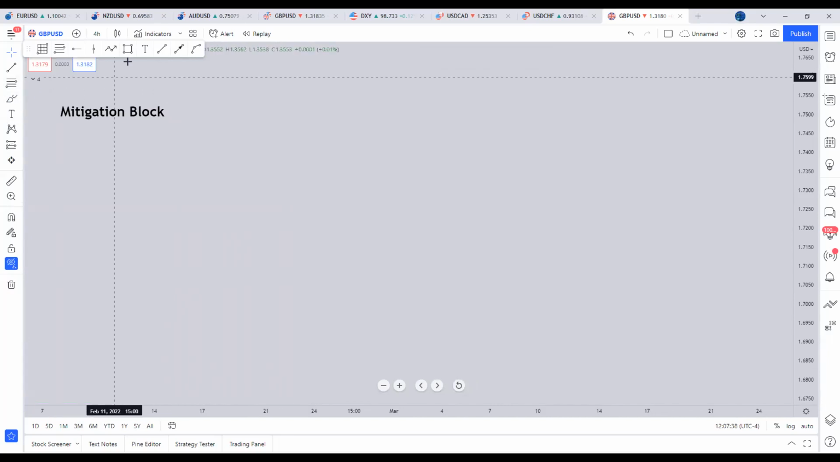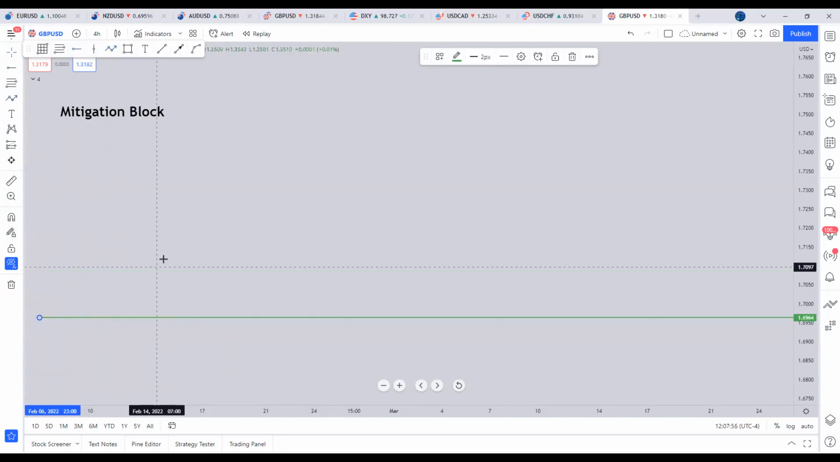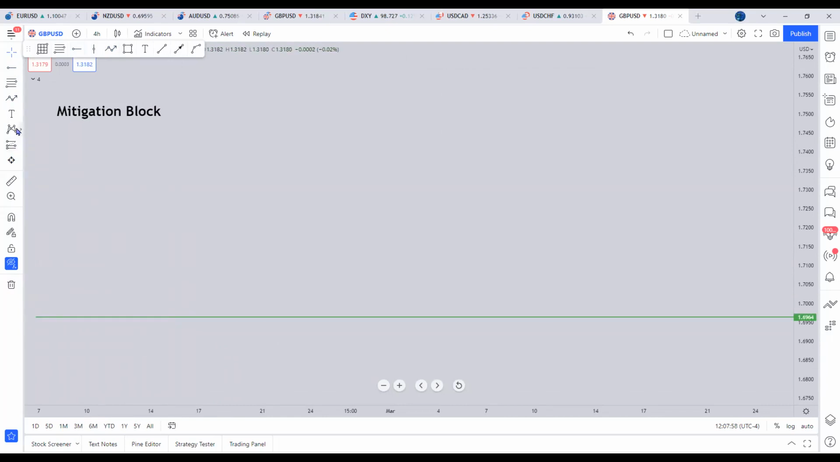The first thing about a structure with a mitigation block is there has to be a certain structure, right? In this case, we're going to put it on a bullish perspective, but if you want to flip it over, that's the bearish perspective. So let's say there is a point of liquidity right here, a previous low, and price has traded beneath it, taking this liquidity.